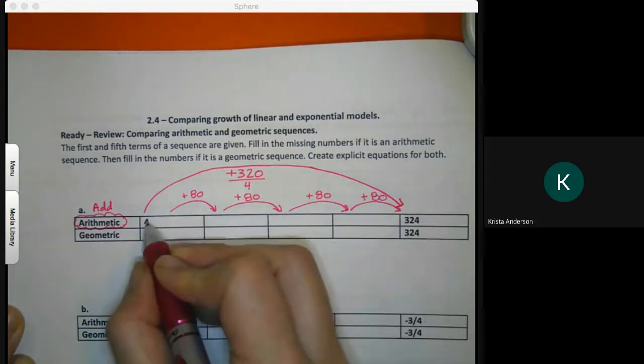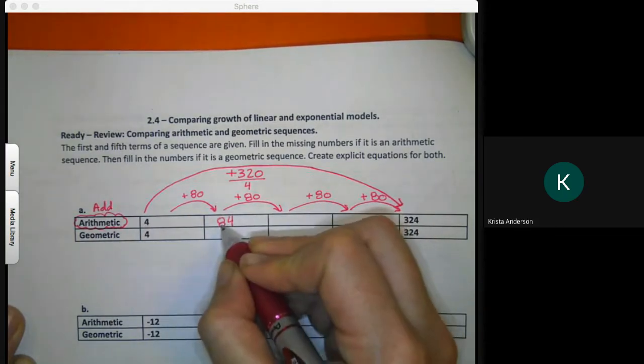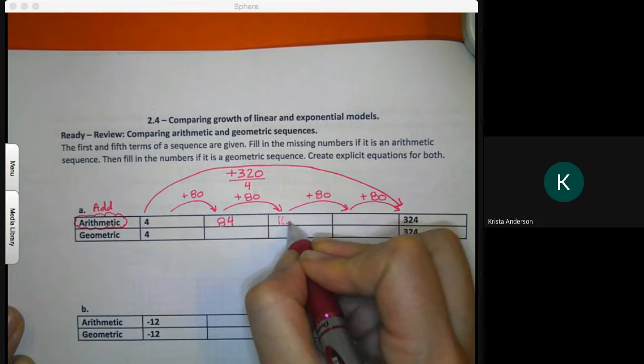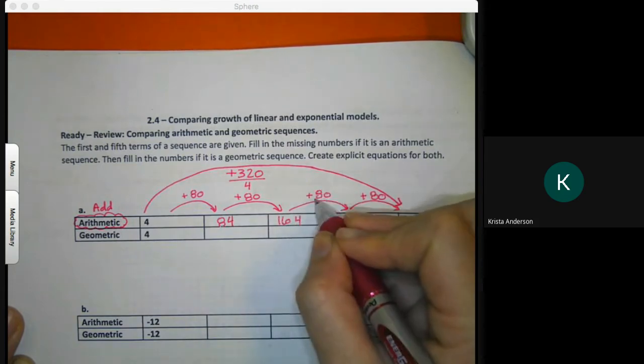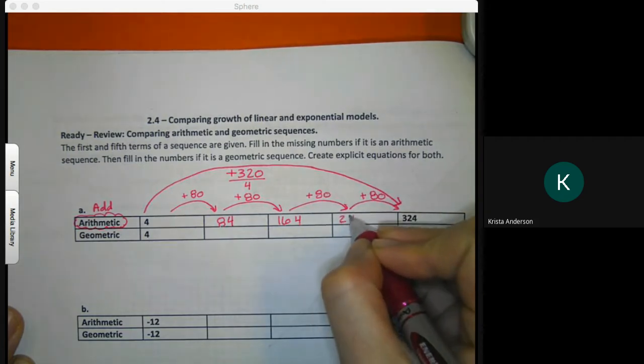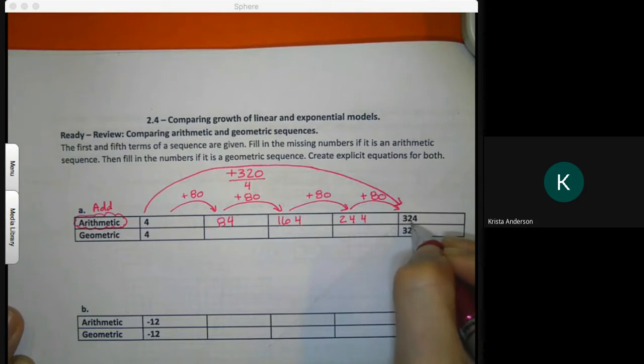Then I can fill in 4 plus 80 is 84. 84 plus 80 is 164. 164 plus 80 is 244. 244 plus 80 is 324.